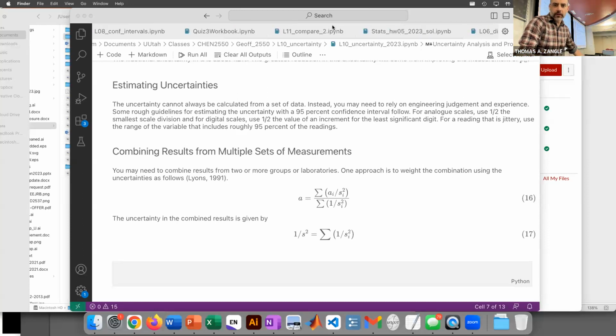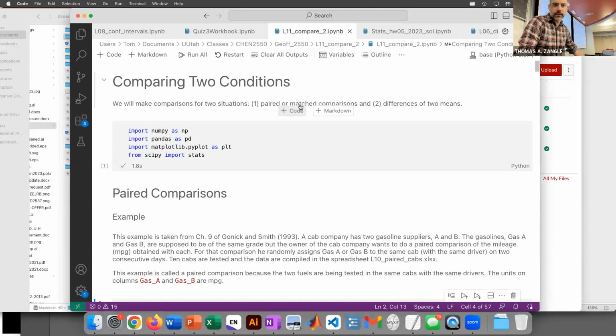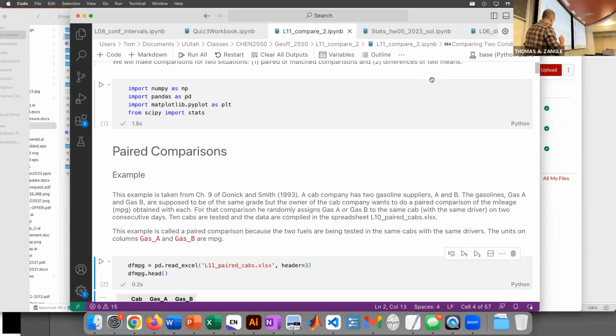All right, so now we're in lecture notes 11, comparing two conditions. I apologize, I posted this to Canvas just before class was starting. So if you tried to download it earlier today, you wouldn't have seen it on Canvas, but it should be up there now. Are you able to access this on Canvas? Anybody who's looking? Okay, I see some nods. Okay, good. And there's also some files that you need for this as well, and they should be there.